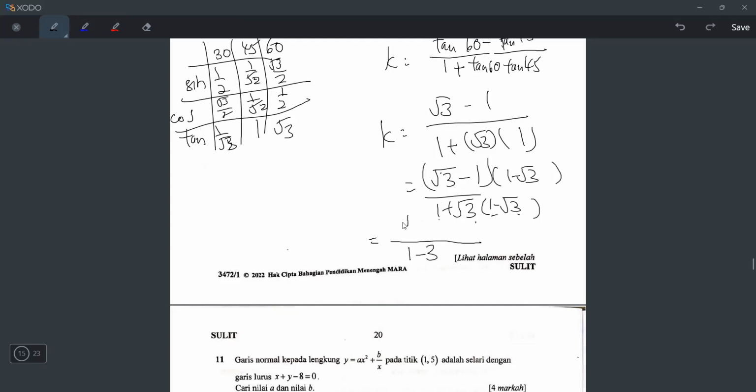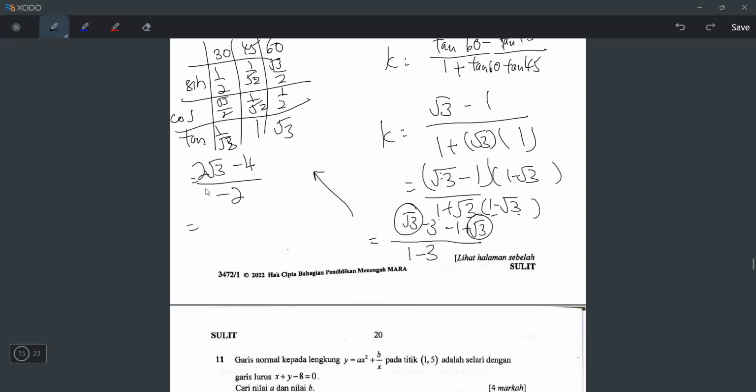Root 3 times 1 is root 3. Root 3 times negative root 3 is negative 3. Negative 1 times 1 is negative 1. Negative 1 times root 3 is positive root 3. And then negative 3 minus 1 is negative 4. So I'll continue here. Root 3 minus 1 is minus 4. And then plus with root 3. But we all know root 3 and root 3, they are the same. So I can make it A plus A, which is 2A. So 2 root 3 minus 4 over negative 2.